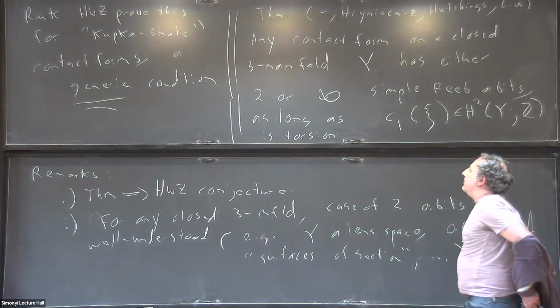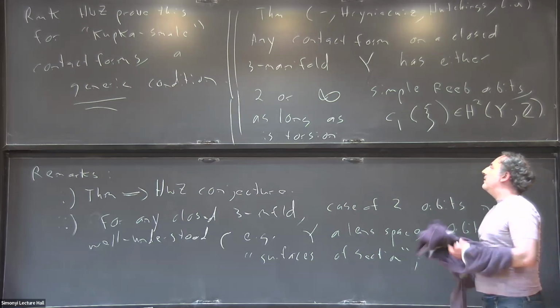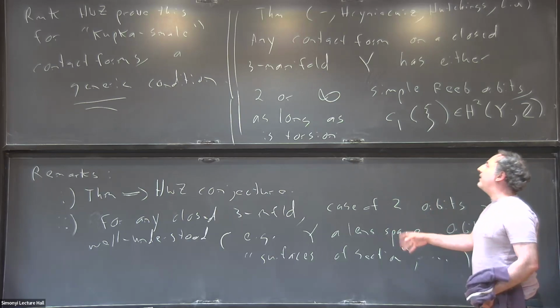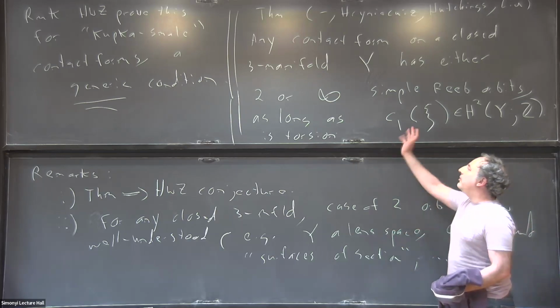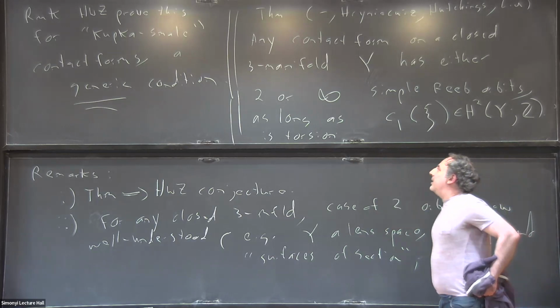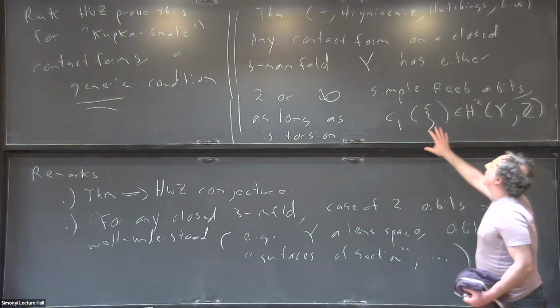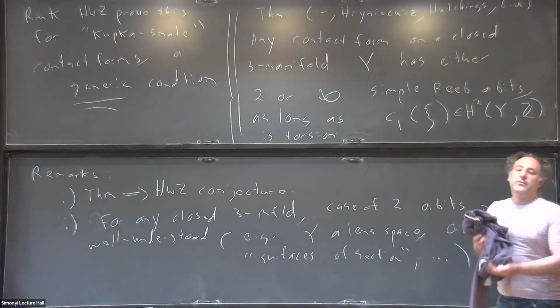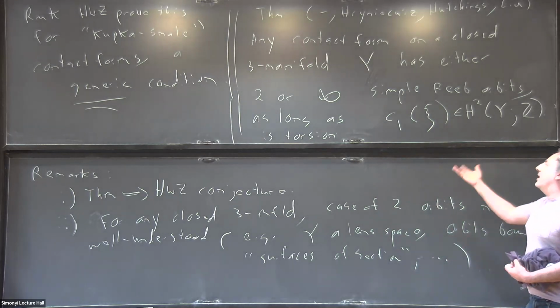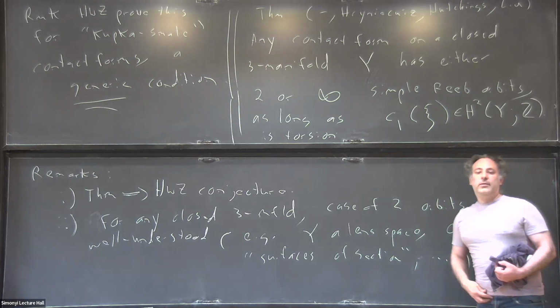So you're asking about what one expects. It is very likely the case that lens spaces are the only ones with finitely many orbits, and in particular, the only manifolds for which this 2 or infinity phenomenon could hold should actually satisfy this condition. So the other conjecture would then just be that if you're not a lens space, you have infinitely many orbits. That's what one expects.